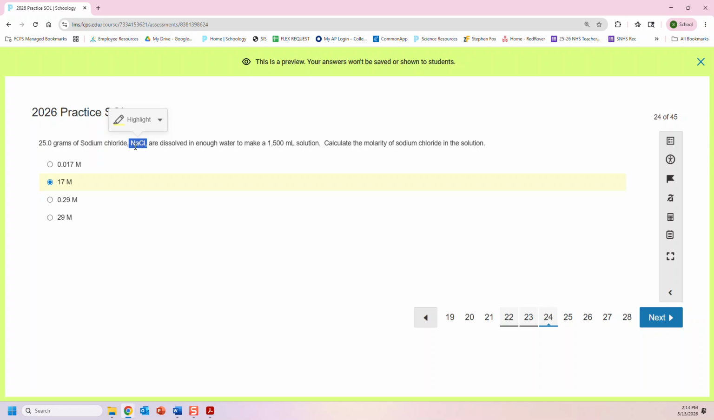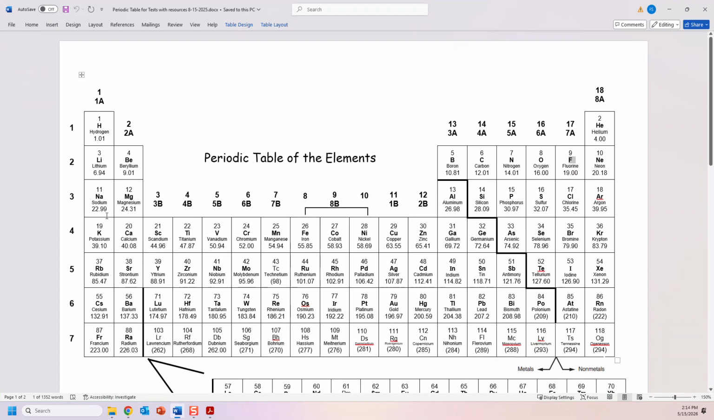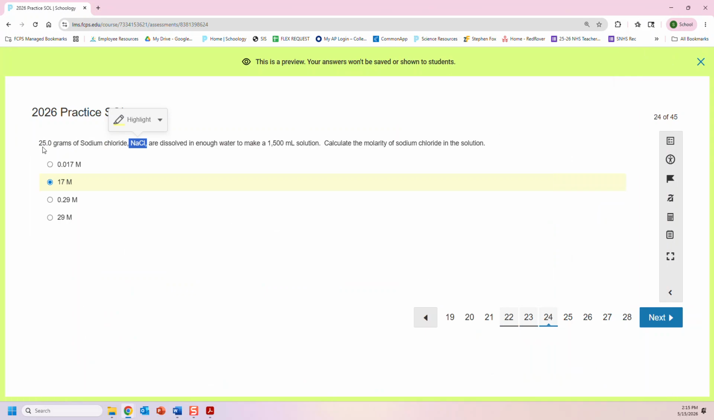So it's nice that we have the formula for sodium chloride so we can calculate the molar mass by looking at our periodic table, right? So we'd have to go to our periodic table. One sodium is 22.99. One chlorine is 35.45. We add them up. The total of that is 58.44. So what do we have to do? We have to take the 25 grams, divide it by the molar mass of sodium chloride, which is 58.44. That'll give us moles. And then once we have moles, we'll just divide by 1.5 liters, and that will be moles per liter, which is molarity.